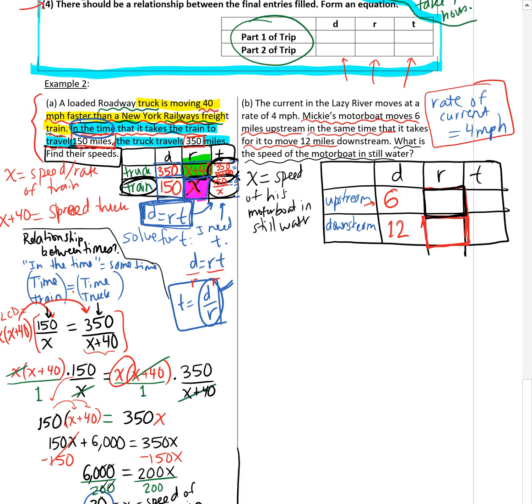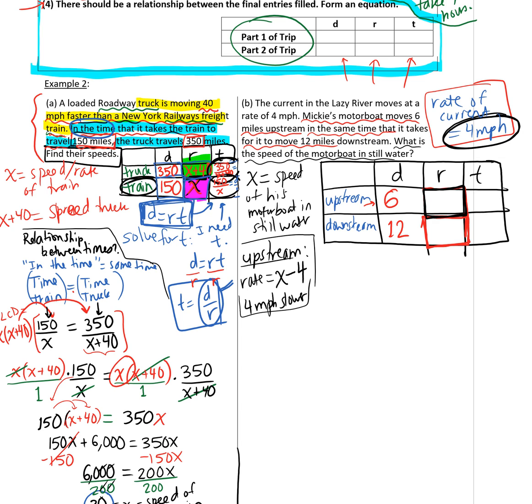Because when I fill in the rate here, it's supposed to be the speed of his boat upstream. So upstream, it's going to be harder, right? He's going to be going a little slower than his boat can normally go because the current's going against him. His normal speed is x, how fast his motorboat would go in still water, but the current's pushing against him at 4 miles an hour. So really he's going 4 miles an hour slower than he would in still water. If the current's moving against you, it's slowing you down by whatever its speed is. So that would be my rate upstream, x minus 4.